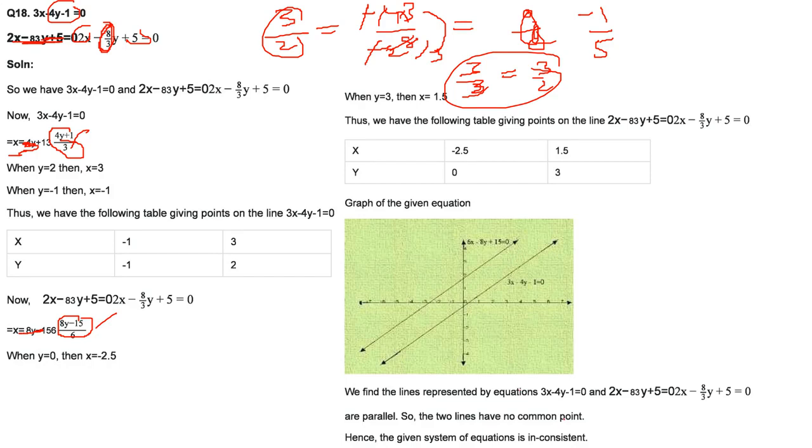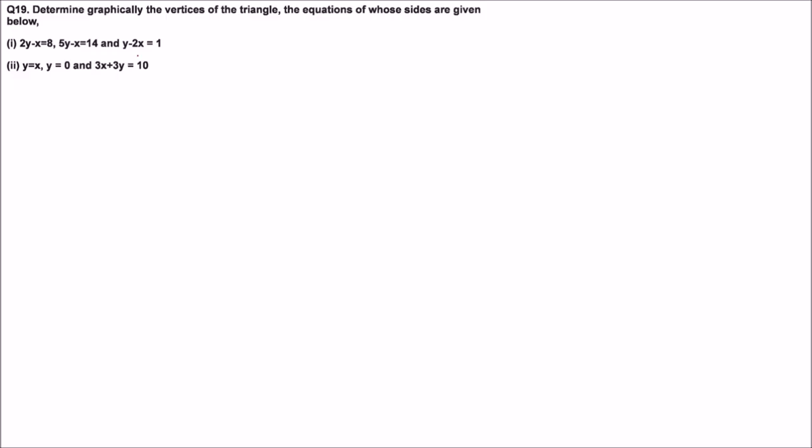When they are not going to give you a solution, that is, they are not going to intersect, that means these two equations are inconsistent, right? Now the next question is, determine graphically the vertices of the triangle, the equations of whose sides are given below.